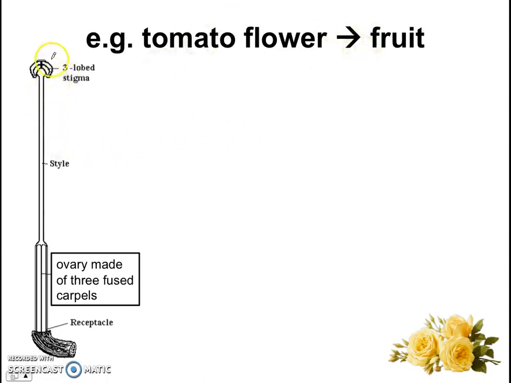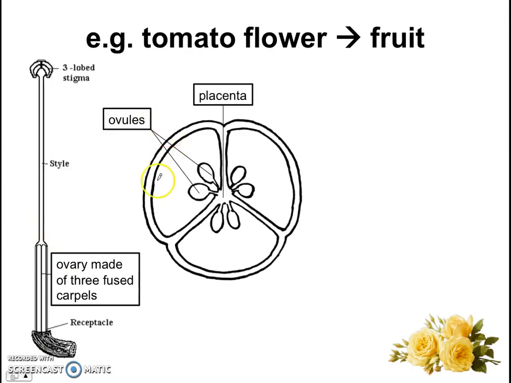Okay, so here is an example of the tomato flower. Now, the tomato flower, the female part is actually made up of 3 carpels which are fused together. So let's take a closer look at the ovary of a tomato flower. What you will see is something like this if you look at it from the top. You'll see 3 carpels, one carpel here, another carpel here, another carpel here, and they're all fused together to form one ovary. You can see the ovules here, which are attached to the placenta in the center.